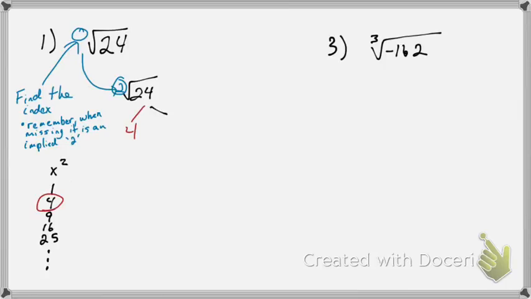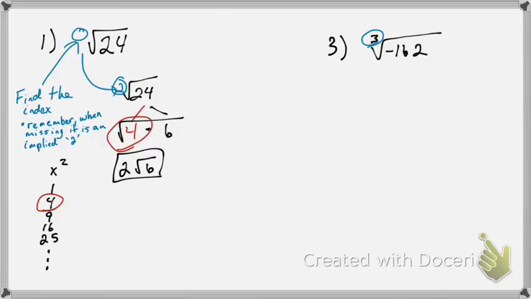The largest number that divides into 24 out of these choices is 4. So I'm going to simplify my radical to the square root of 4 times 6, because I know 4 times 6 is 24. The square root of 4 is just 2. The square root of 6 is not in our perfect square column, so that has to stay under the radical, and that's going to be our solution.